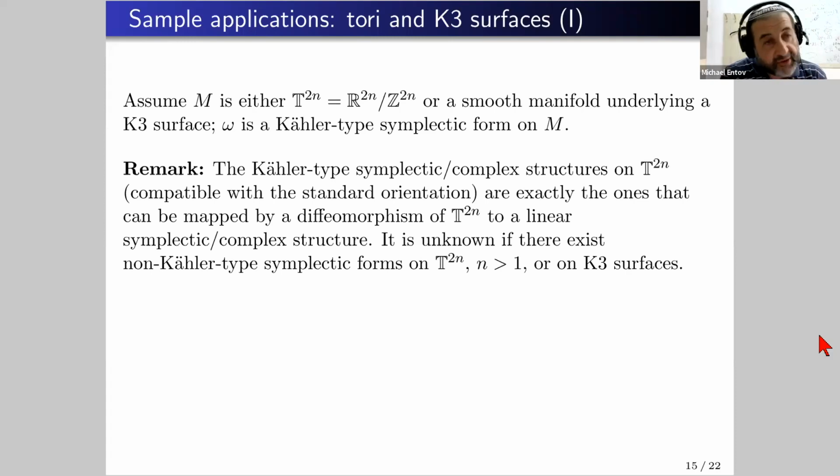For K3 surfaces the situation is nicer, due to the classical theorem of Siu from '83, if I'm not mistaken, that any complex structure on K3 is actually of Kähler type, and moreover its first Chern class is 0. So for K3 surfaces, there are no exotic complex structures, but for tori there are. But we are dealing only with Kähler-type complex structures. These exotic ones I just mentioned for fun.